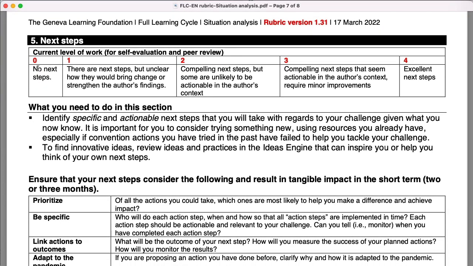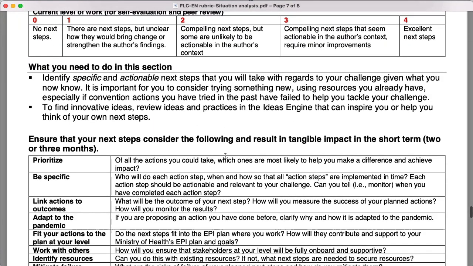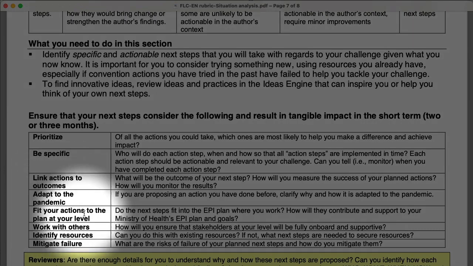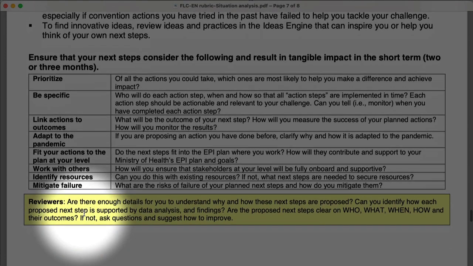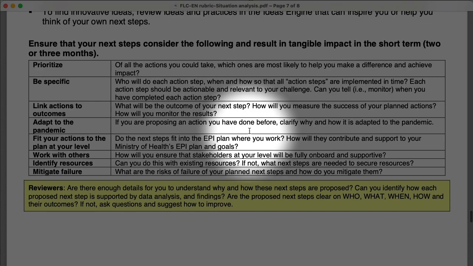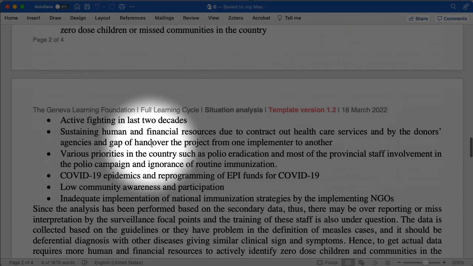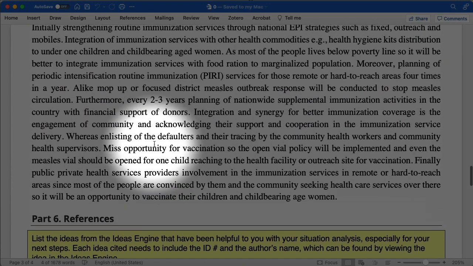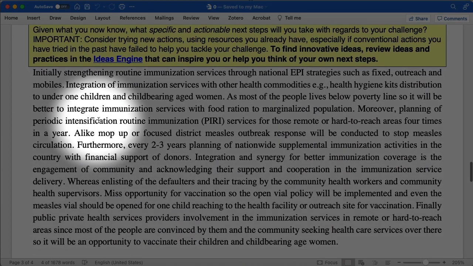All right, and here, if there are no next steps, that's a 0. And if they're excellent, what is an excellent next step? They need to be prioritized, specific, linking actions to outcomes, adapted to the pandemic, fit to the plan at your level, so in this case at the national level, and so on. So let's go back and look at what is in the next steps. Okay, we'd prefer next steps to be a bullet point or a table.